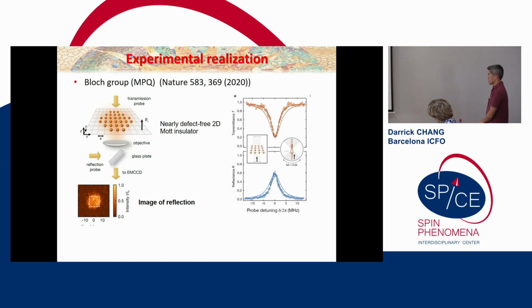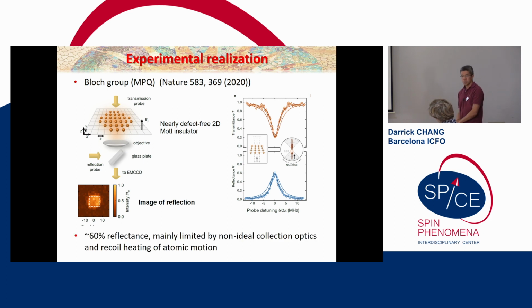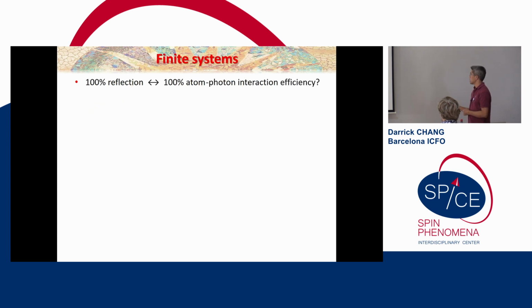So if you like the numbers, they don't exactly get 100% reflectance. They get 60%. That's not really due to anything fundamental, but mostly because I think the experiment was not really built as a quantum optics experiment, so they're not really able to shine in light and collect into good modes. Okay, so if you build a Mott insulator to create a mirror, that's a very expensive mirror.